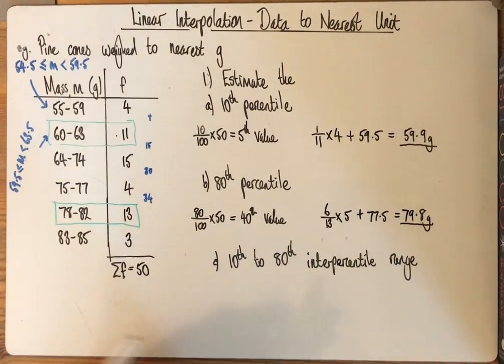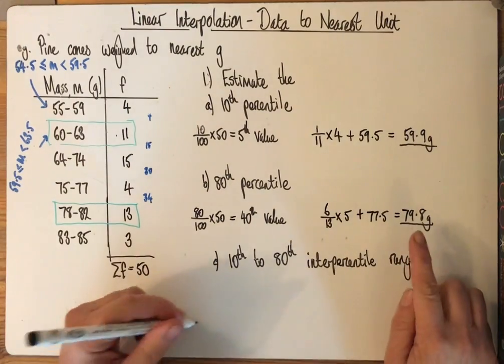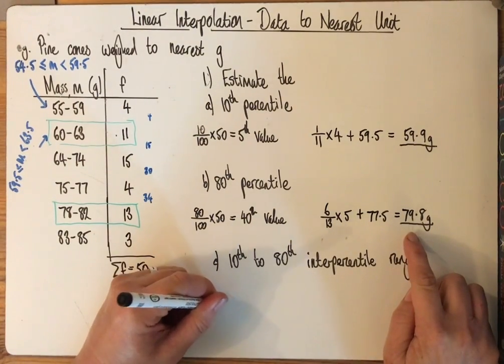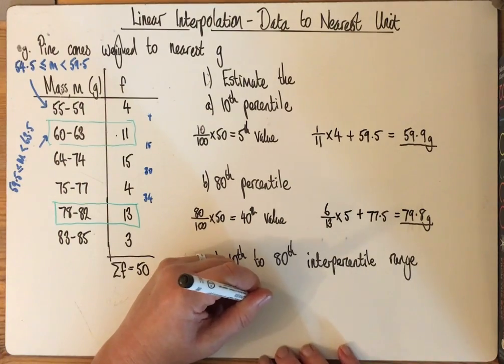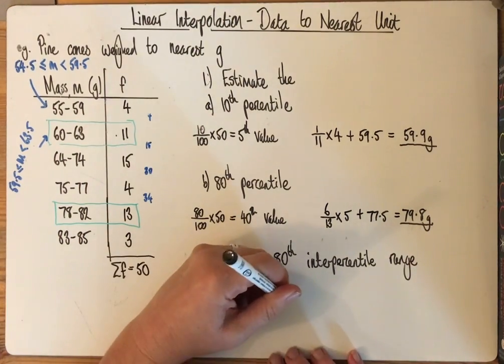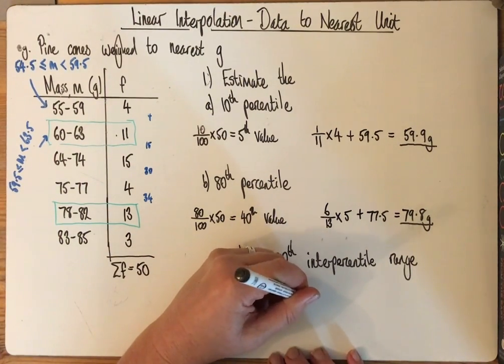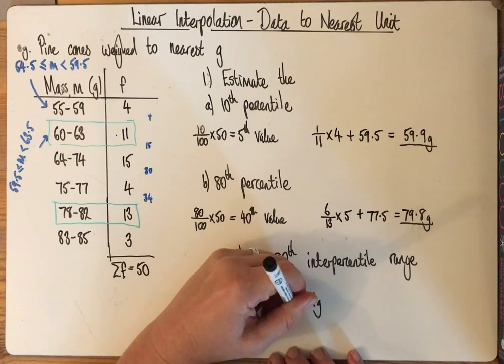And then to estimate the 10th to 80th interpercentile range, this is just a bit like an interquartile range. So you just pick up the 79.8, take away 59.9, and that leaves you with 19.9 grams.